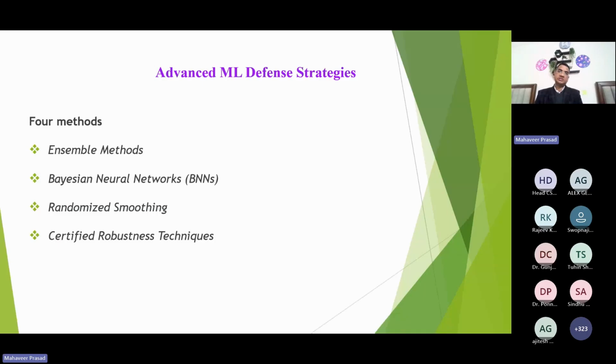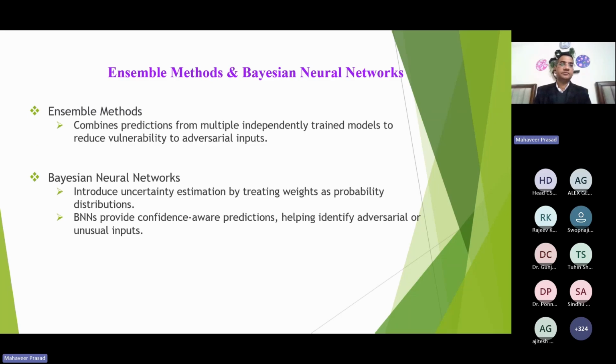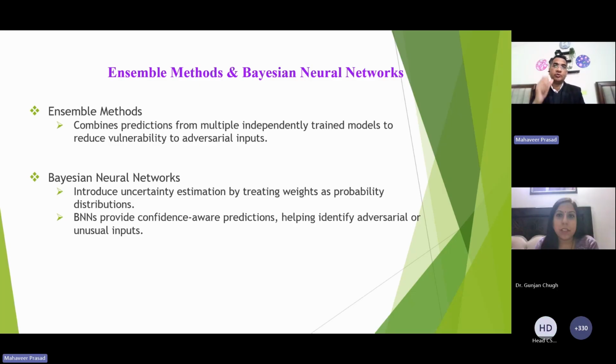Advanced ML defense strategies. These are some advanced strategies, which are basically ensemble method, Bayesian neural network, randomized smoothing, and certified robustness technique. So what basically is this ensemble method? Ensemble learning combines prediction from multiple models trained independently. Because adversarial attacks typically target a specific model, ensembles provide robustness by introducing diversity. For example, it can use bagging, boosting, or stacking.